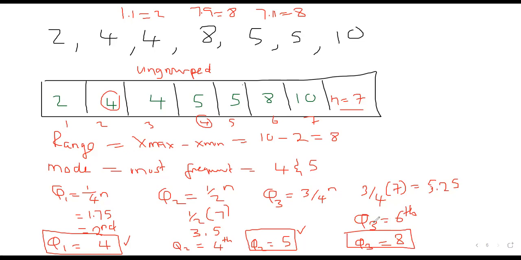All right. So now we have the quartiles, the lower quartile, the median and the upper quartile: 4, 5, and 8. Our lower quartile was what? 4. Our second quartile, which is also called the median, is 5. And our upper quartile, or the third quartile, or Q3, is 8.